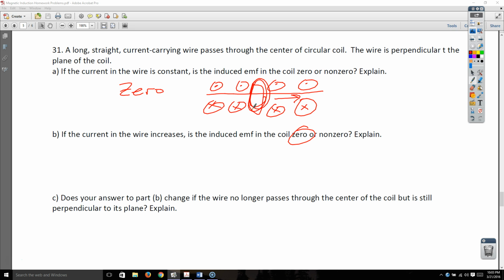And then it says, does your answer to part B change if the wire no longer passes through the center of the coil, but is still perpendicular to the plane? And your answer does not change. No, it does not change. The wire no longer passes through the center of the coil, but it's still perpendicular to the plane. The magnetic field is still parallel to the loop. And if it's still parallel to the loop, it won't matter. So that's kind of the way that one works.